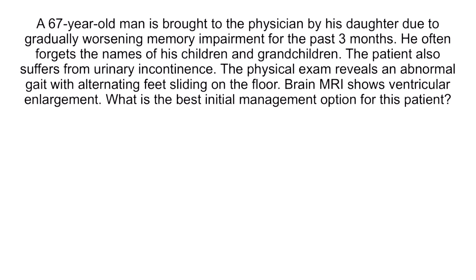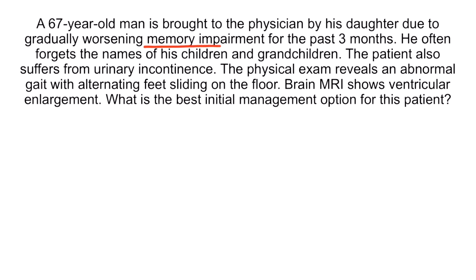A 67-year-old man is brought to the physician by his daughter due to gradually worsening memory impairment for 3 months. He often forgets names of his children and grandchildren. The patient suffers from urinary incontinence. The physical exam reveals an abnormal gait with alternating feet sliding on the floor. Brain MRI shows ventricular enlargement. What is the best initial management option for this patient?